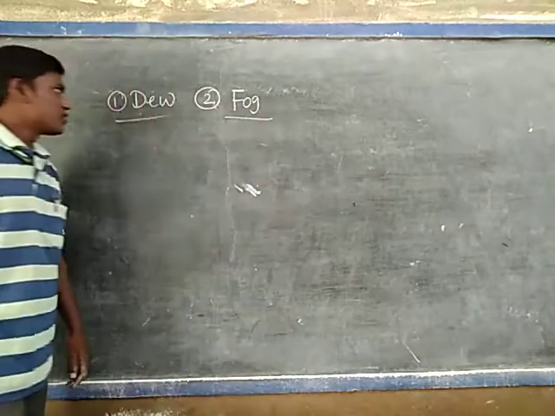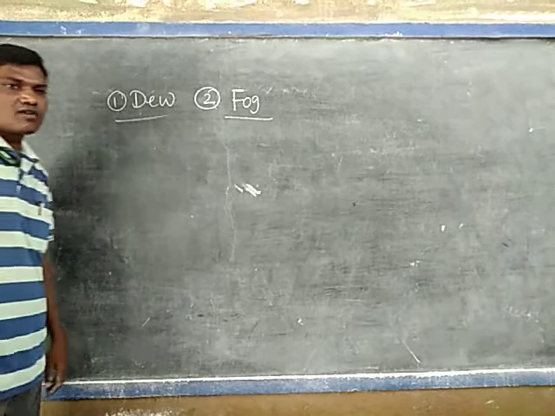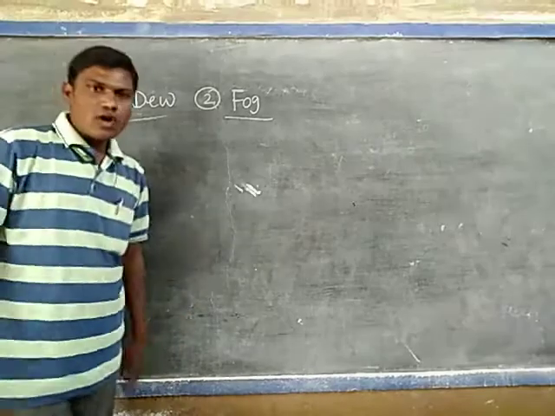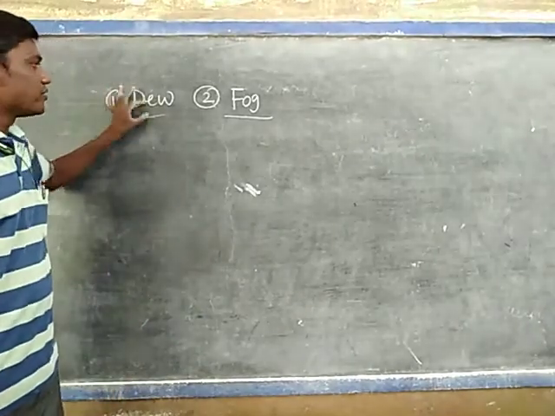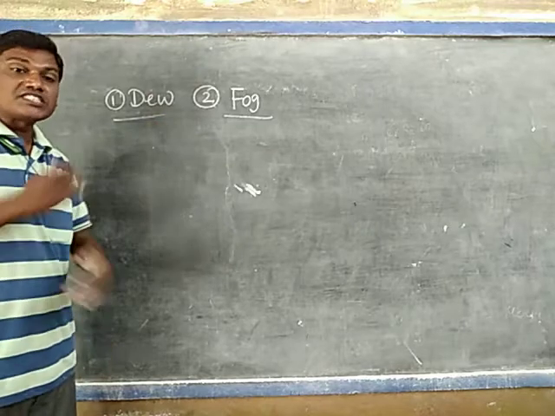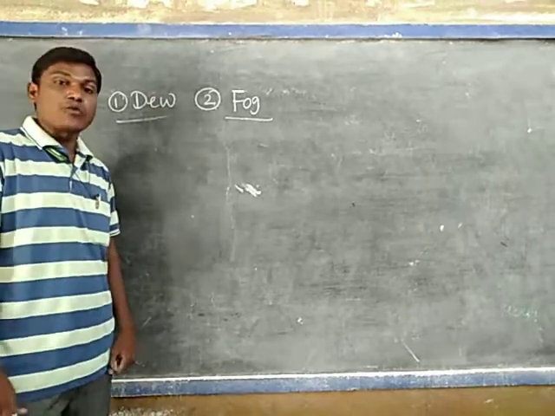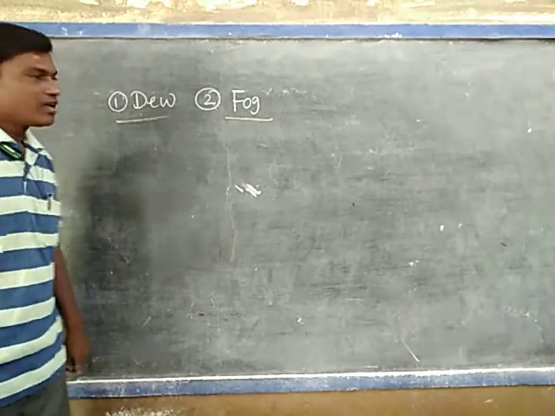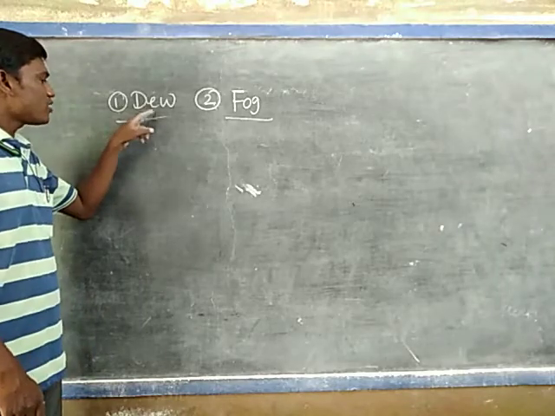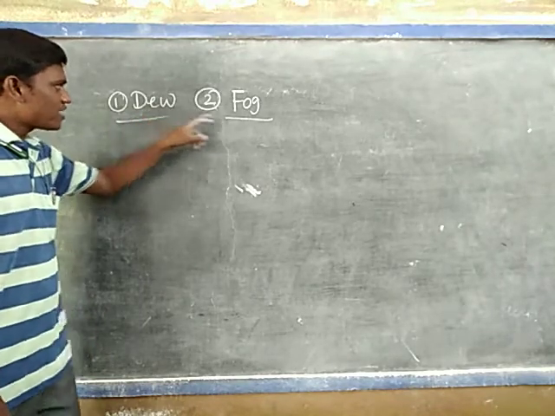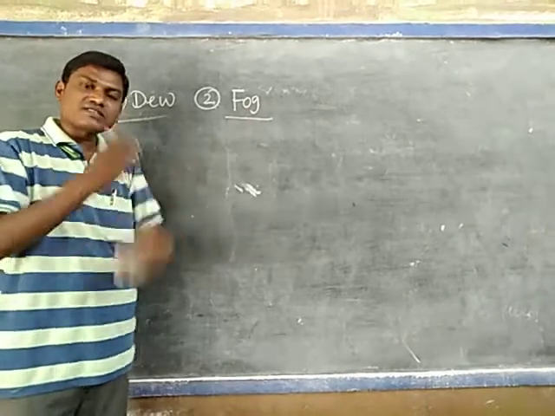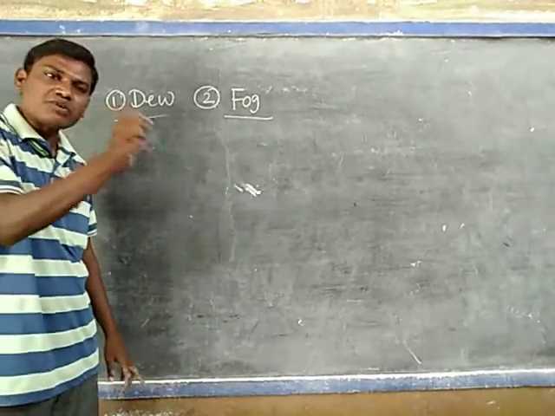So the first one is what? Dew, and the second one is fog. Already you are hearing these words, dew and fog. But which is the dew, and which is the fog? How can we understand? In the formation of dew and in the formation of fog, which process is involved? The condensation process is involved.